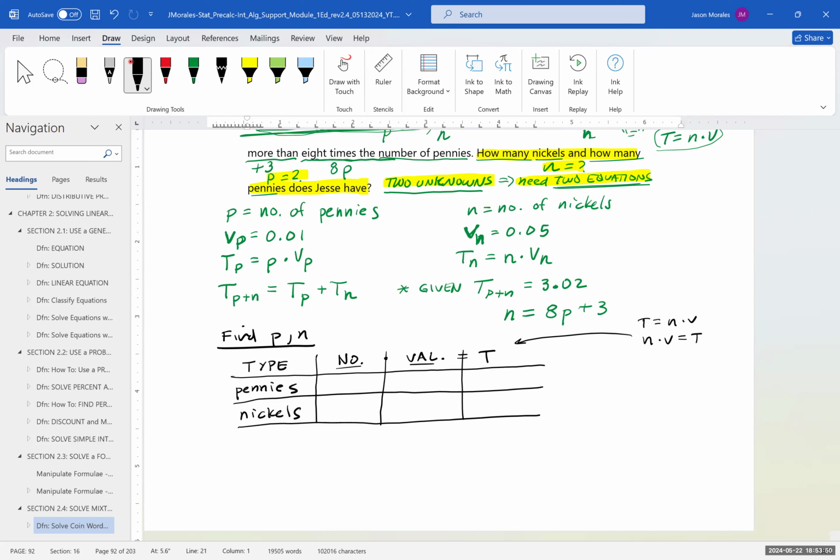The number of nickels that we have is n. The value of a nickel is 0.05. So the total value of nickels is going to be n times 0.05. So this right here is the total in pennies, and this right here is the total of nickels.